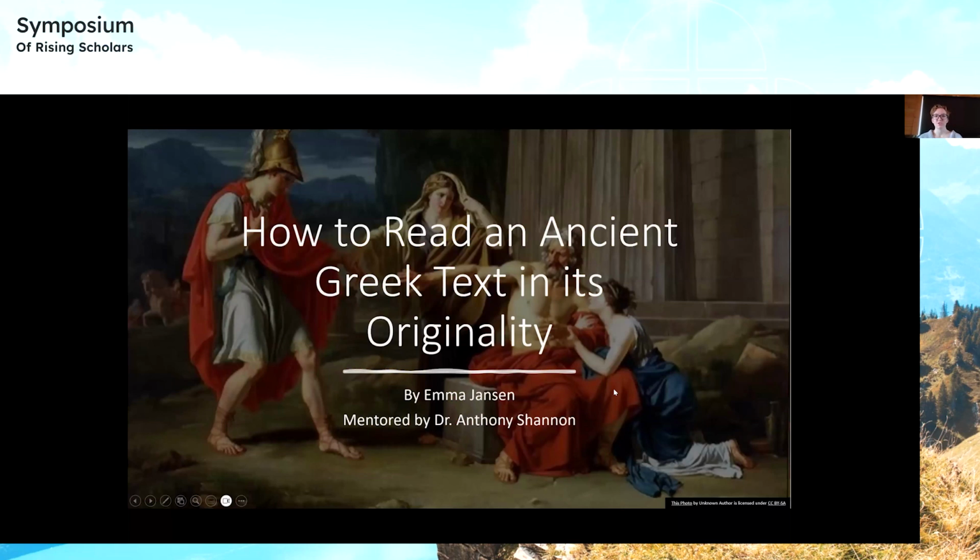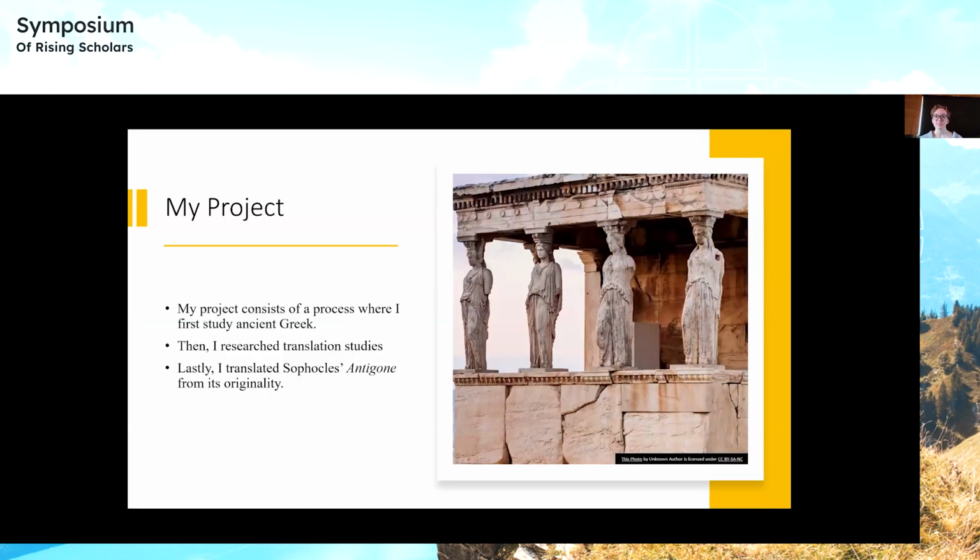So my project question was how to read an ancient Greek text in its originality. And it consisted of a process where I first studied ancient Greek, then I briefly researched translation studies, and lastly, I translated Sophocles' Antigone from its originality. That was the text I chose for this project.